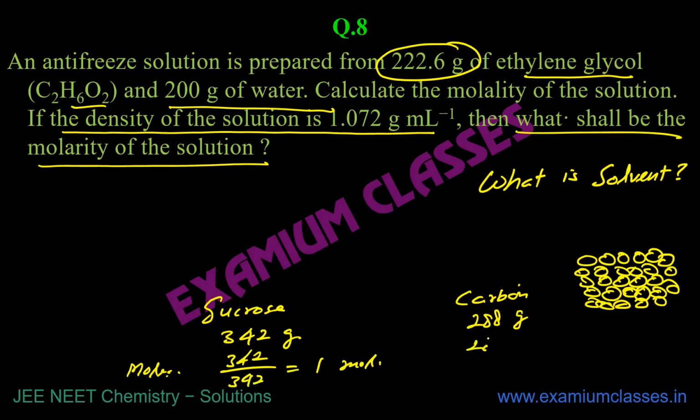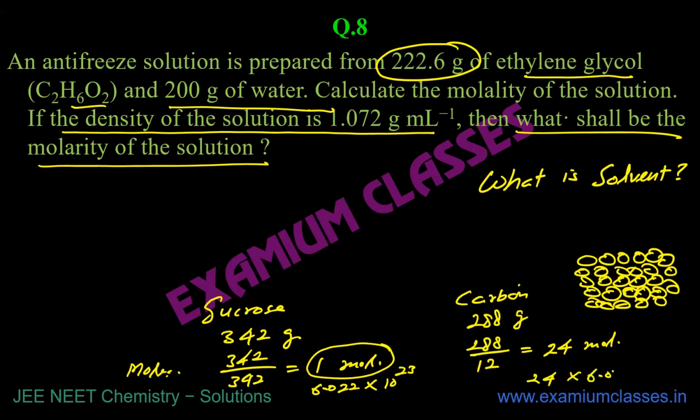And carbon, it will be 288 divided by 12, 24 moles. So if I have here 6.022 into 10 power 23 molecules of sucrose, particles of sucrose, I will here have 24 into 6.022 into 10 power 23 molecules of carbon. It means carbon is a solvent, although it is in mass in lesser quantity.